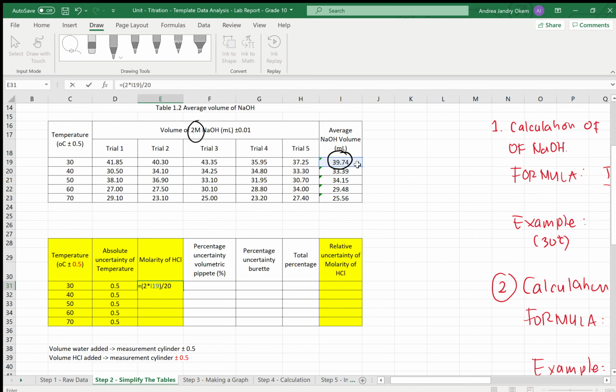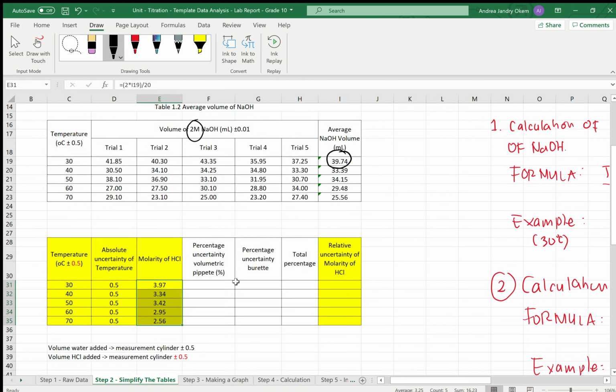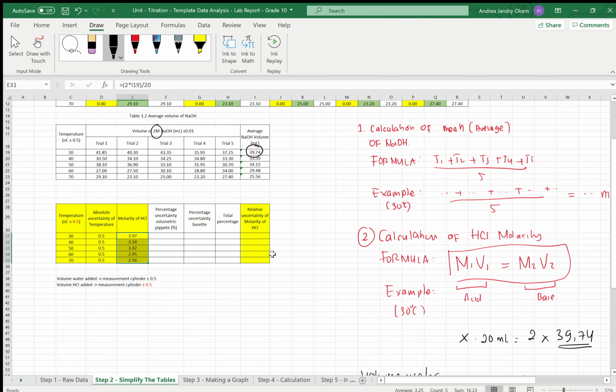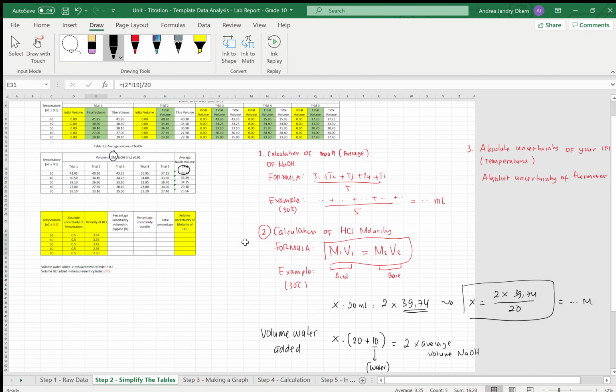For me, because I focus on temperature, I don't need to use that. So I just press enter, and then I find the black plus sign and drag it, and then it will produce the molarity of the hydrochloric acid. Okay, I think that's all.